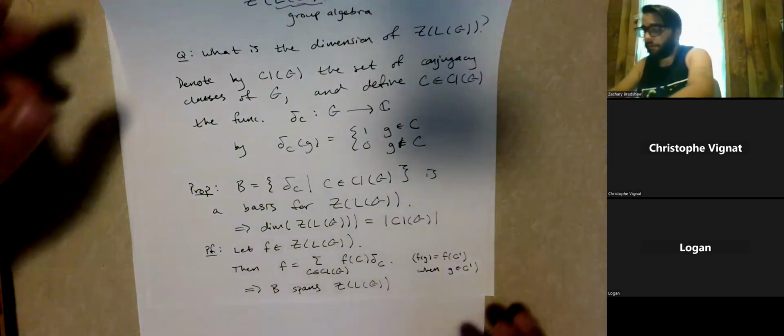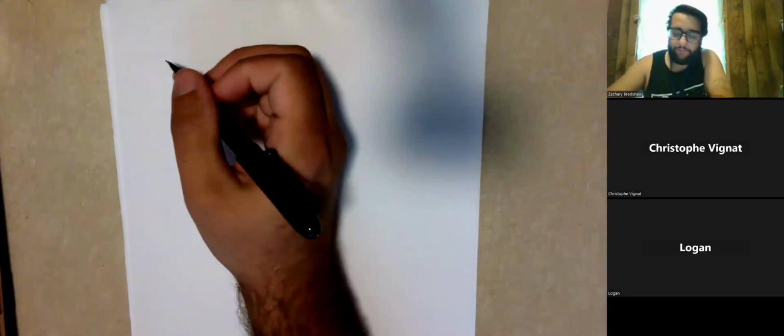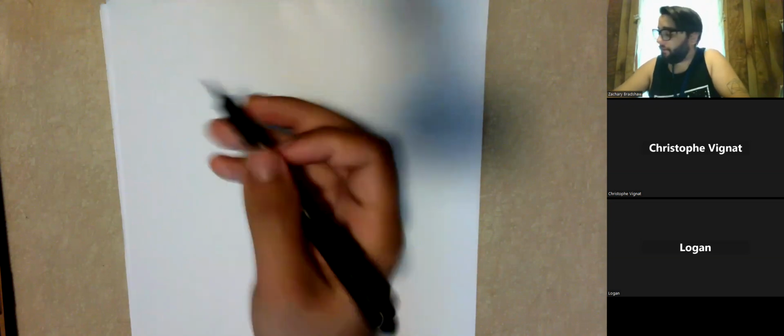Okay, so for linear independence, what we're going to do is verify that B, the set of all these delta C functions, is actually an orthogonal set of non-zero vectors. We're going to do that because, remember, orthogonality implies linear independence.